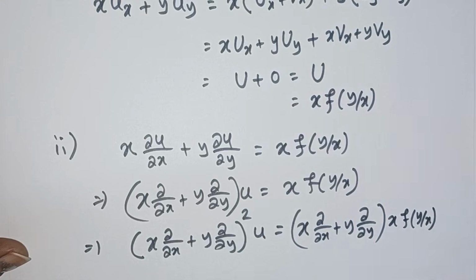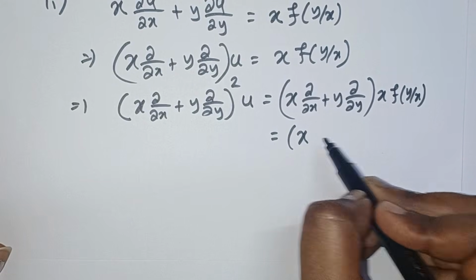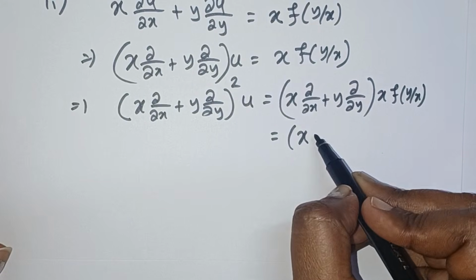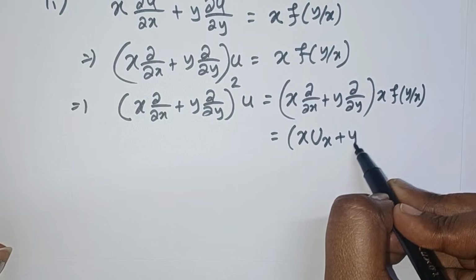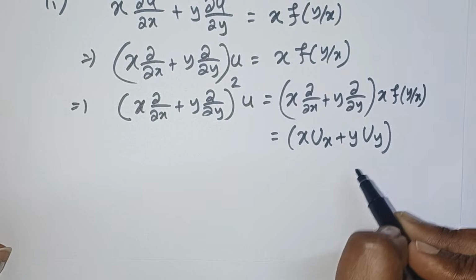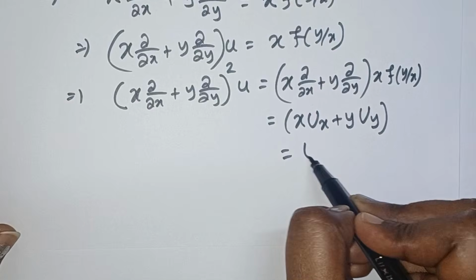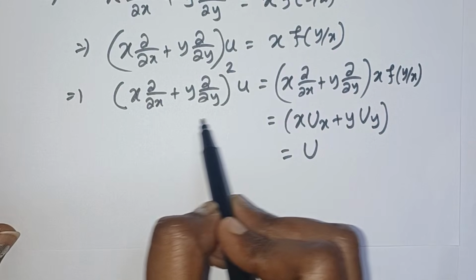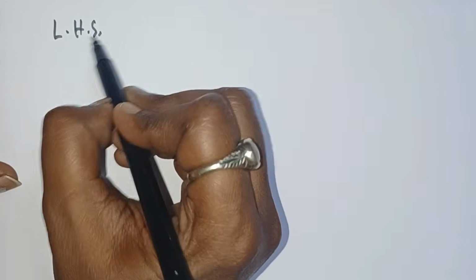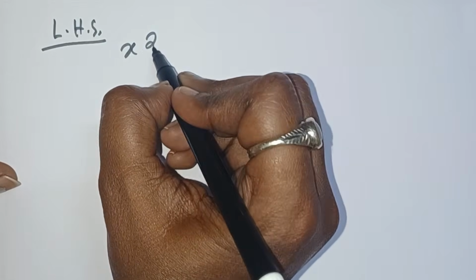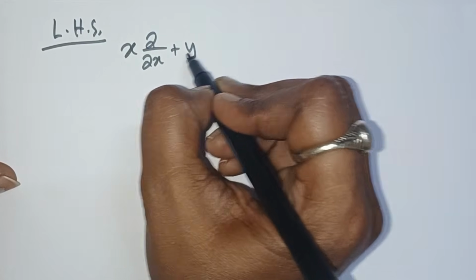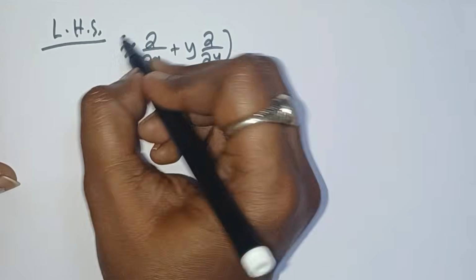And as you already know, x f of y by x we can write as U. So this is x U_x plus y U_y, and from the first part we can write this is equal to U. So now the main objective is to work on the LHS. So the LHS is (x ∂/∂x plus y ∂/∂y) to the power 2 applied to u.